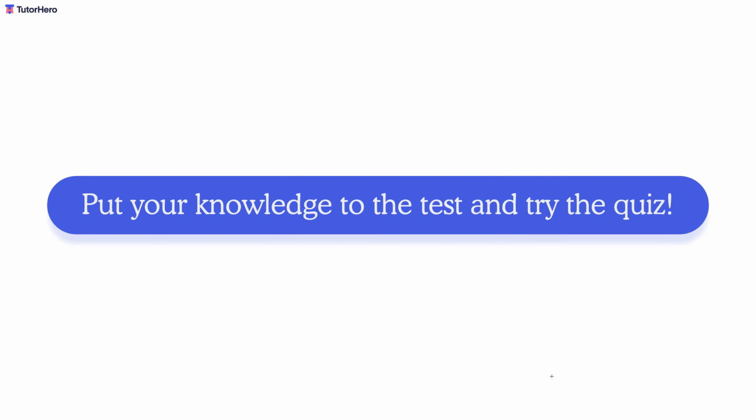That brings us to the end of this lesson all about acute and obtuse angles and angles on a straight line. Now put your knowledge to the test and try the quiz.